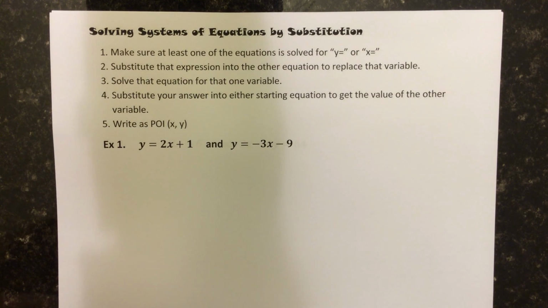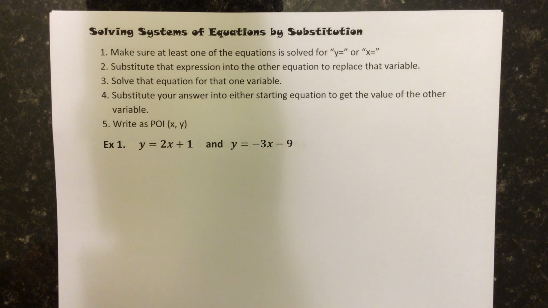There's a list of steps here that we need to follow in order to do this. The first is to make sure at least one of the equations is solved for y equals or x equals. The second is to substitute that expression into the other equation to replace that variable. Number 3, we'll solve that equation for that one variable. Number 4 says we'll substitute your answer into either starting equation to get the value of the other variable. Number 5 says we'll write our answer as POI, point of intersection, with x and y.